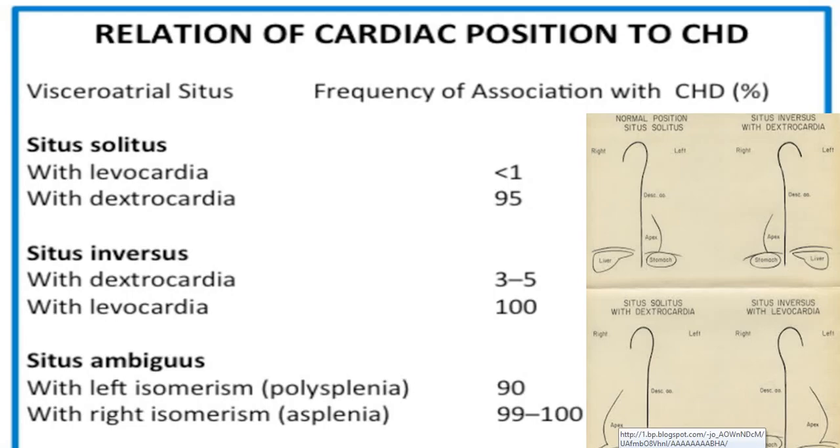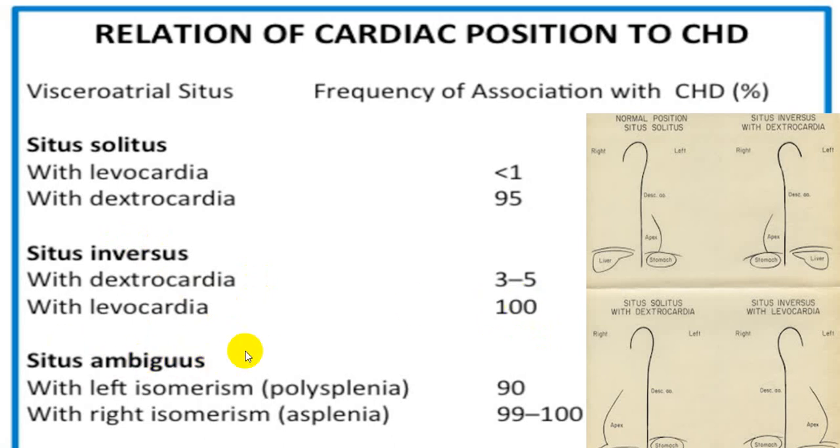Now let us look at the percentage of congenital heart disease. If there is levocardia with situs solitus, it is less than 1%. But with dextrocardia and situs solitus, it is 95%. If there is situs inversus with dextrocardia, which we call complete mirror image, then the percentage of congenital heart disease is 3 to 5%. But if there is levocardia with situs inversus, the percentage of congenital heart disease is 100%.